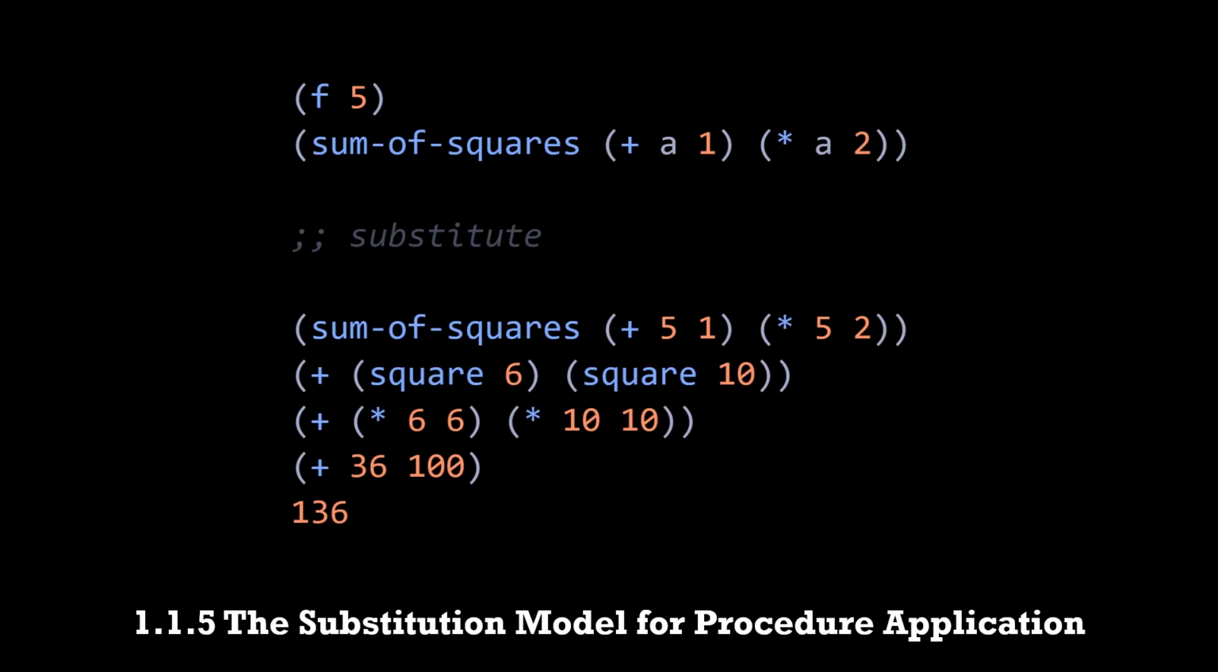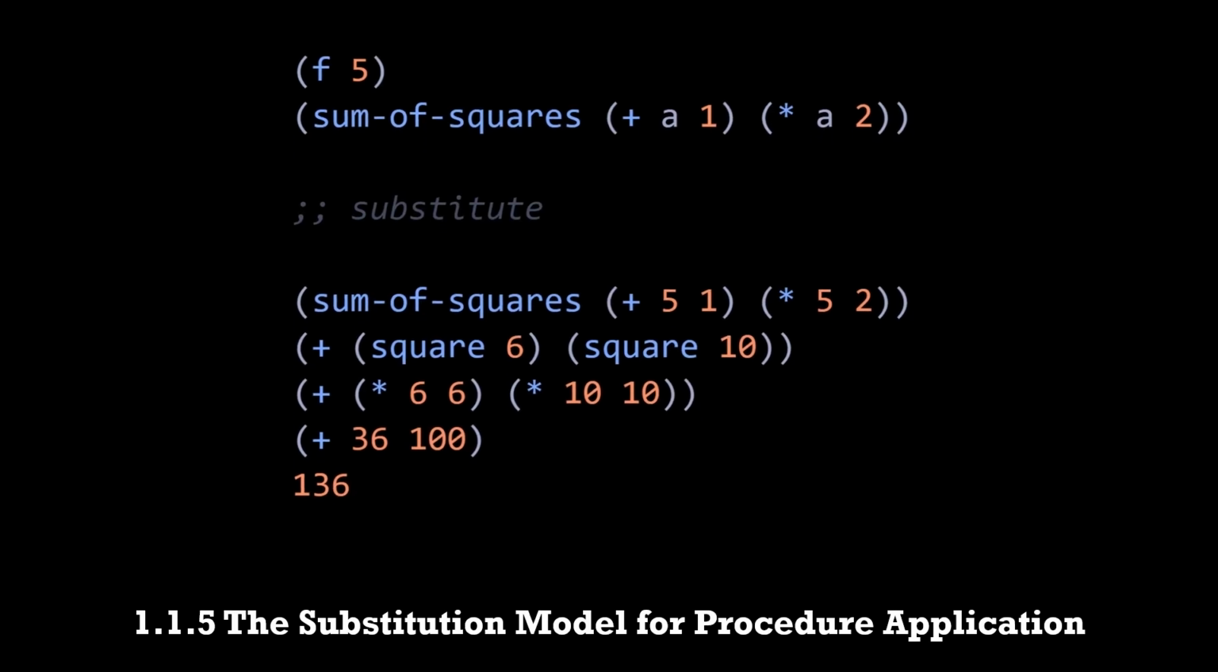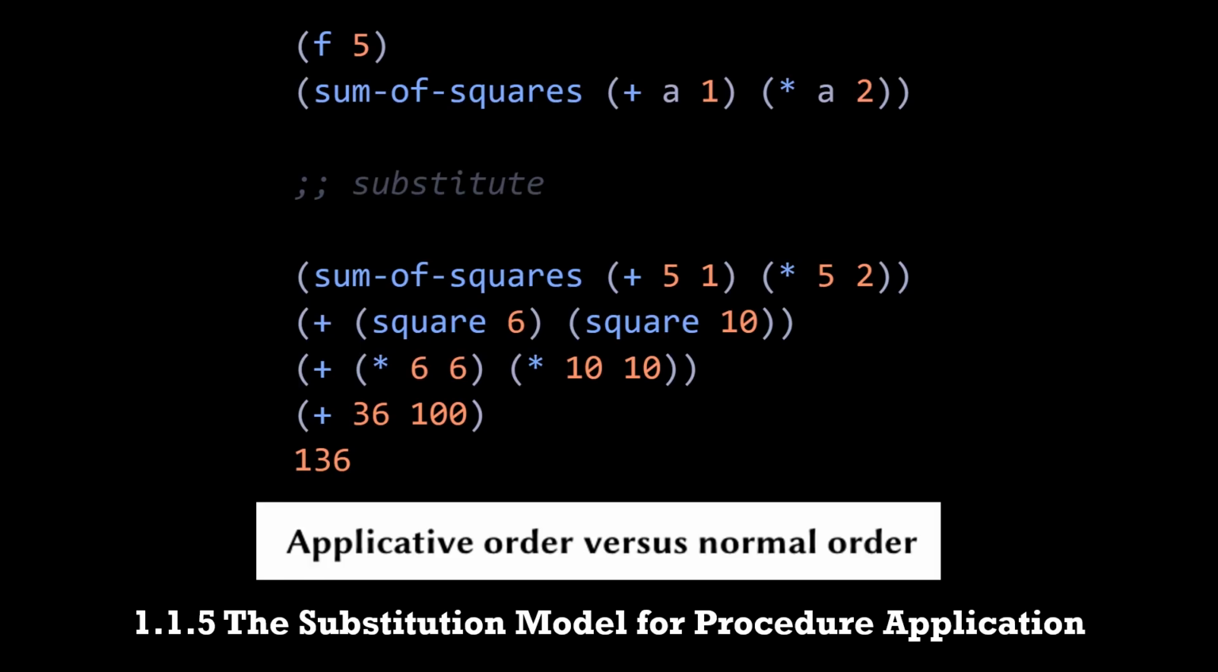We then evaluate the plus 5, 1 and times 5, 2 to 6 and 10 and substitute the definition of sum of squares in for the function name to end up with plus square 6, square 10. We then once again substitute the definition of square in for the function name square to end up with times 6, 6 times 10, 10. Which ultimately gives us plus 36, 100, which then gives us the final result of 136. So this is pretty straightforward, but towards the end of this subsection, they highlight that there are 2 different ways to perform this substitution.